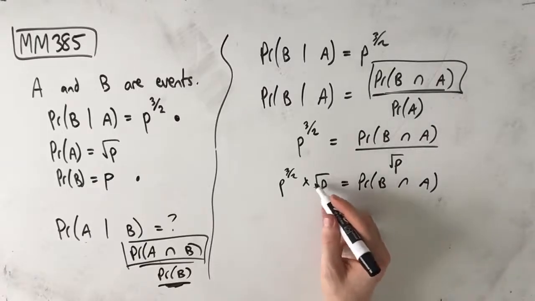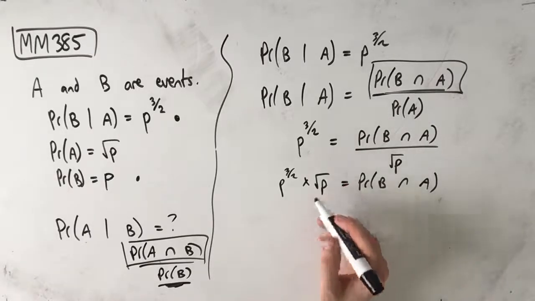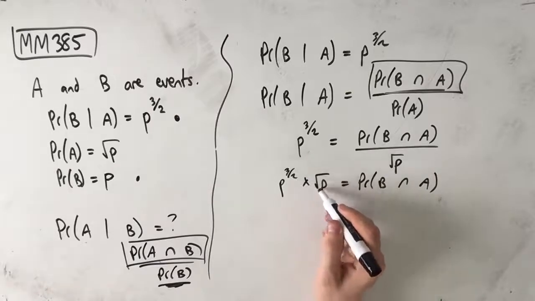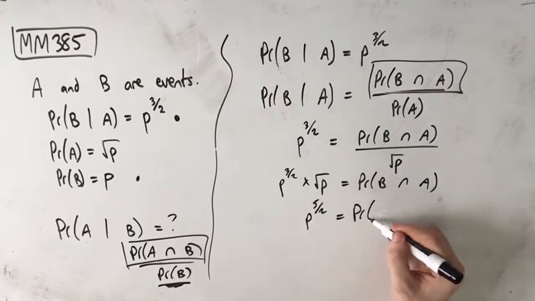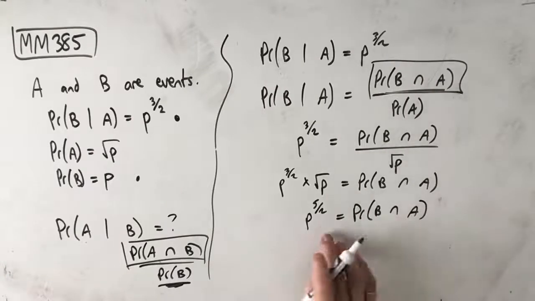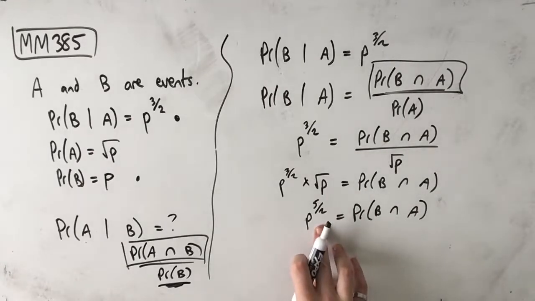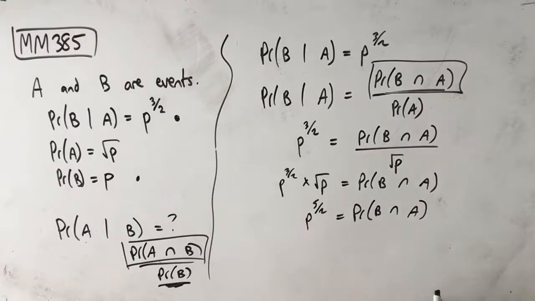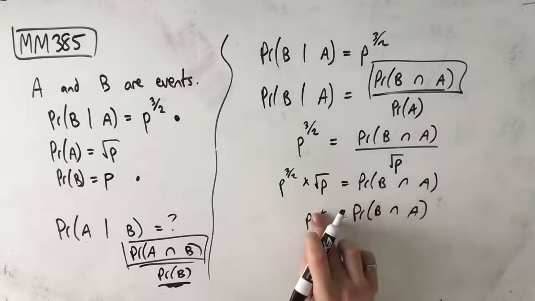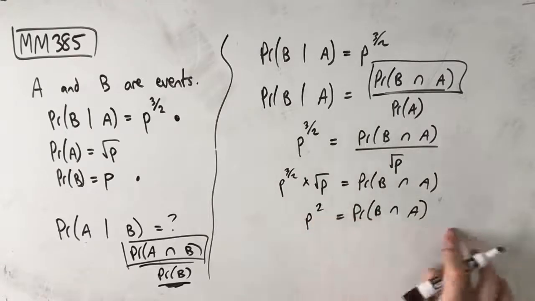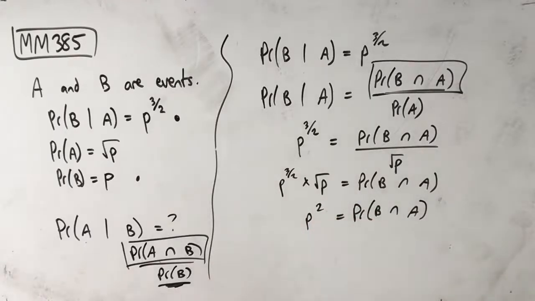P to the square root of p is the same as p to the power of a half, and then p to the power of 3 on 2 times p to the half is p to the power of 5 on 2. So then we've got probability of B intersect A is equal to p to the power of 5 on 2. Actually, sorry, I messed that up. That's meant to be 4 on 2, which would be p squared. So p squared equals probability of B intersect A.